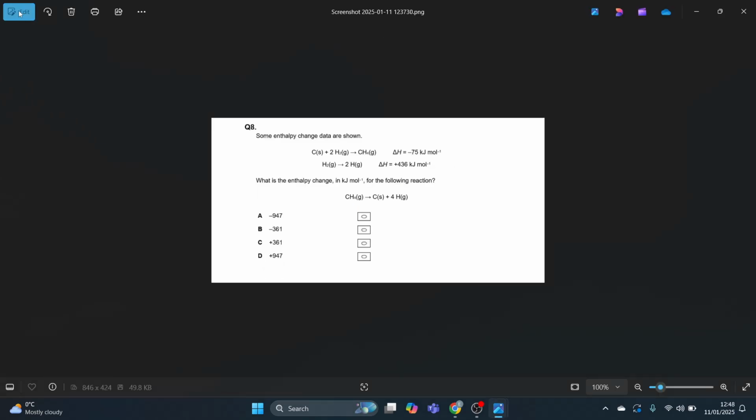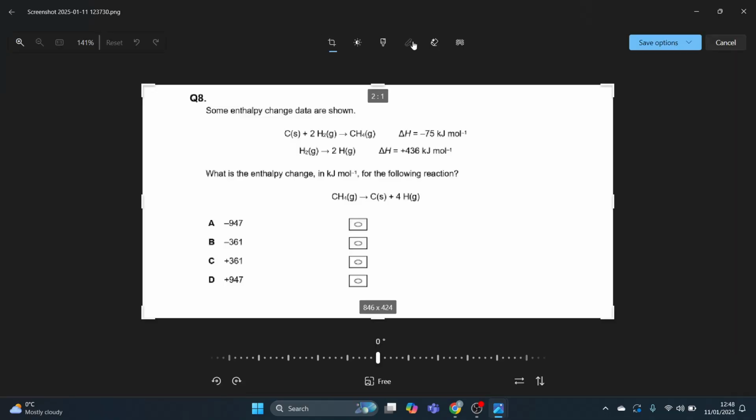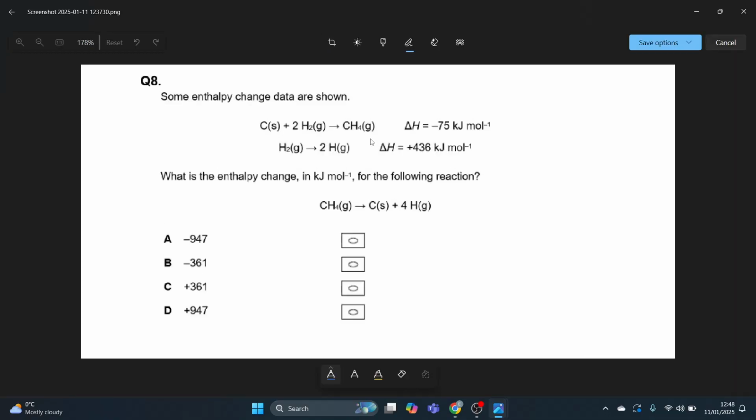And then question 8. Definitely a lot different. It's about enthalpy change. Some enthalpy change data are shown. What is the enthalpy change in kilojoules per mole to the power minus 1 for the following reaction? What you have to do for this one is manipulate the equation. So I label this equation 1, equation 2, and I want to get to this equation 3.